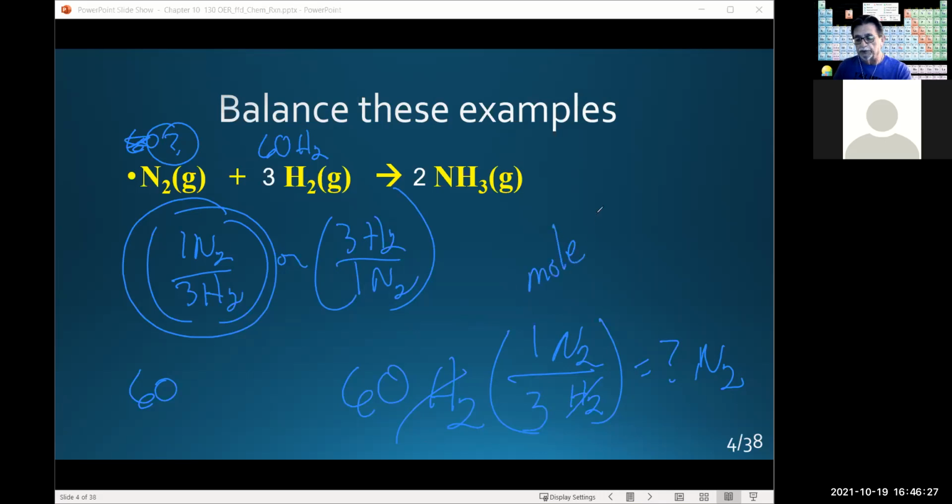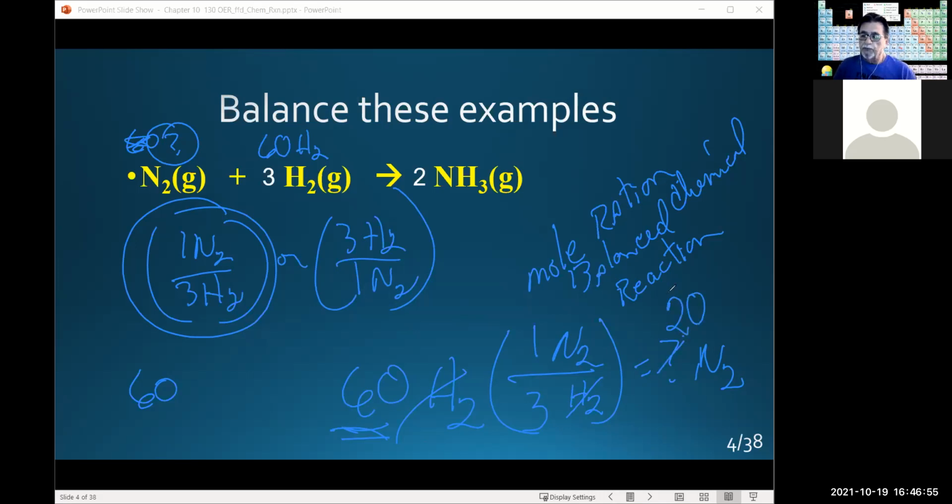This comes the mole. This will give you a name for it. It's called the mole ratio. This comes from the balanced chemical reaction. And that's why it is so important that we balance it correctly. And so it's a 1:3 ratio. So what this means is that if I start off with 60 hydrogens, I require 20 nitrogen molecules.